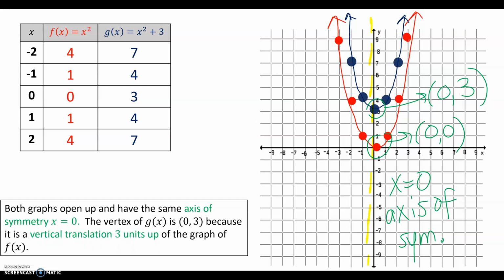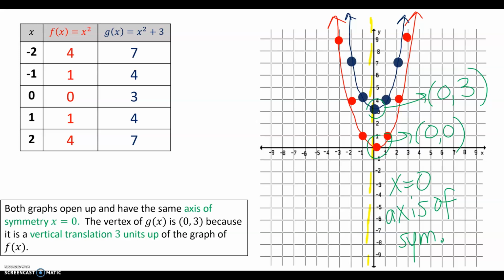Both graphs open up, which is standard, and have the same axis of symmetry, which was x equals 0. But the vertex of g of x is 0, 3 because it is a vertical translation of 3 units up of the graph of f of x. So the first sentence is what you're always going to write down because that's always going to be the same. But the second sentence of your vertex moving is what's different. Okay, so this one was just a vertical translation of 3 units up from 0, 0.